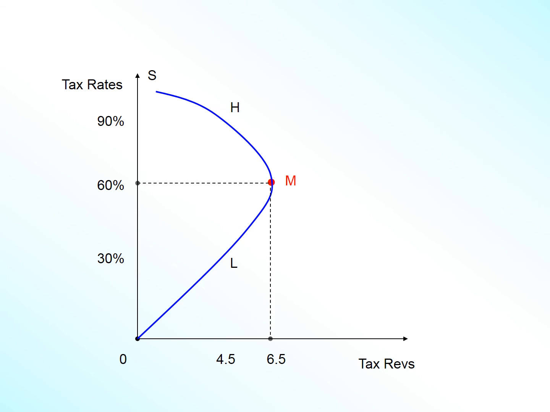According to the Laffer curve, the government should tax at 60% to collect the maximum level of revenues, 6.5 trillion. Taxing households at a very high or very low rate may generate the same lesser amount of tax revenues collected.